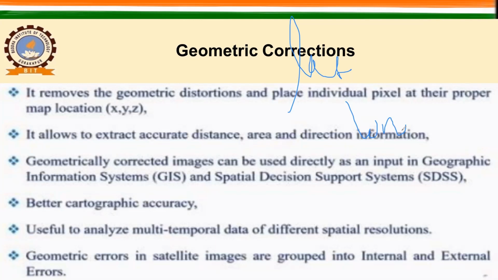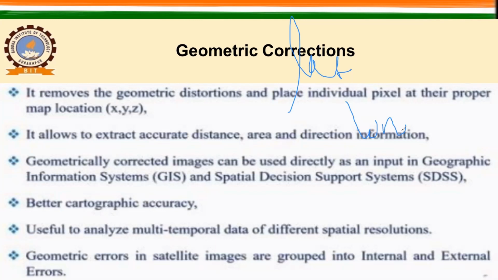So how this new construction, how this new park or building are coming up. This is only one example. It can be any area. So basically what I mean to say is multi-temporal data or different spatial resolution. If your image is geographically or geometrically corrected, then you can easily identify the changes with any other image.